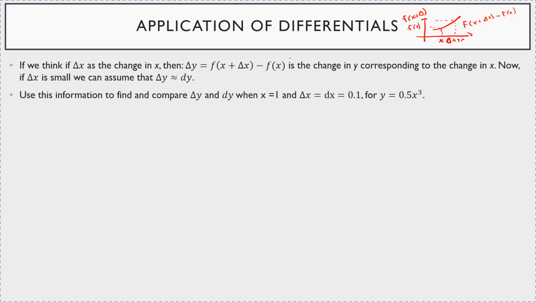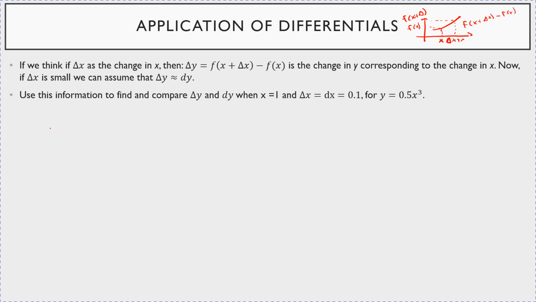Now, when delta x is small, so when the change in x is small, we can assume that delta y is roughly approximately equal to the differential of y. All right, so let's use this information to find and compare delta y and dy, the differential of y, when x is equal to 1, and delta x, the change in x, which is equal to dx, is equal to 0.1. And let's do this for y is equal to 0.5x cubed.